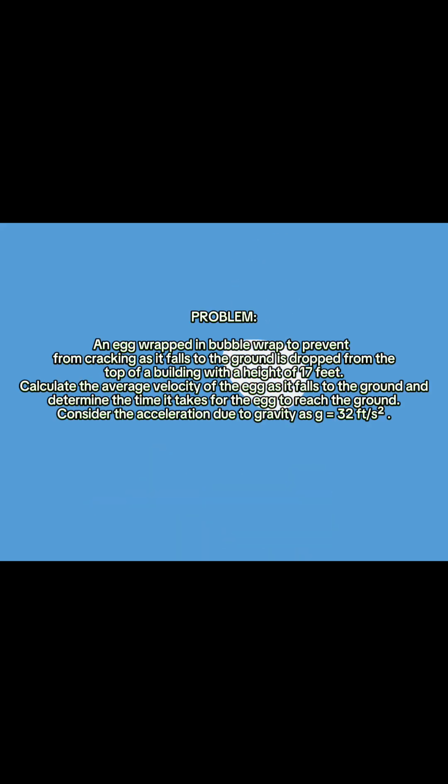Problem: an egg wrapped in bubble wrap to prevent it from cracking as it falls to the ground is dropped from the top of a building with a height of 17 feet. Calculate the average velocity of the egg as it falls to the ground and determine the time it takes for the egg to reach the ground. Consider the acceleration due to gravity as g equals 32 feet/s².